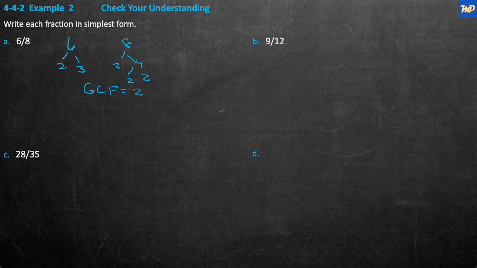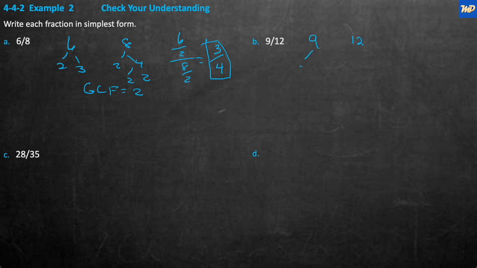So if we take 6/8, 6 divided by 2 over 8 divided by 2, what does that give us? 6 divided by 2 is 3, and 8 divided by 2 is 4. So the answer of 6/8 is 3/4 in simplest form.